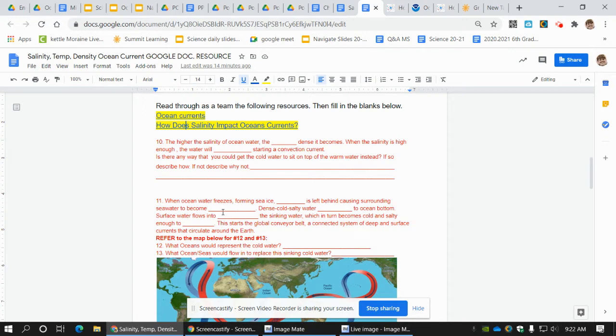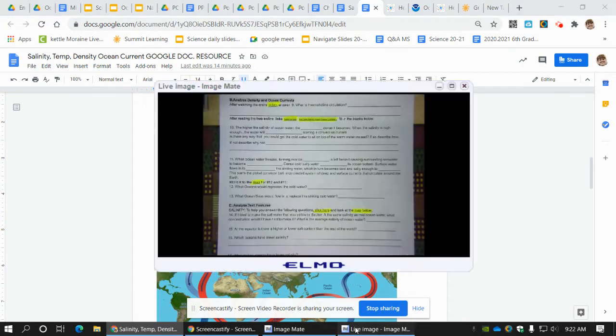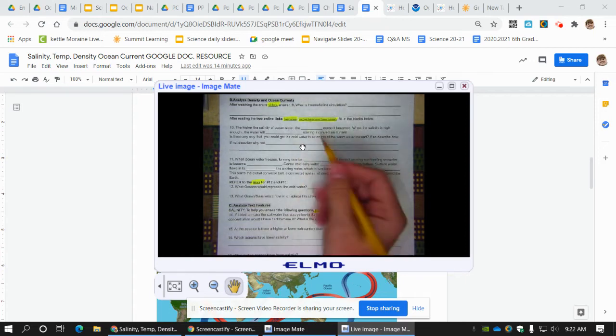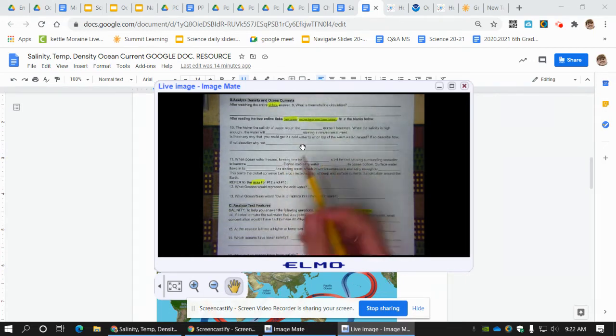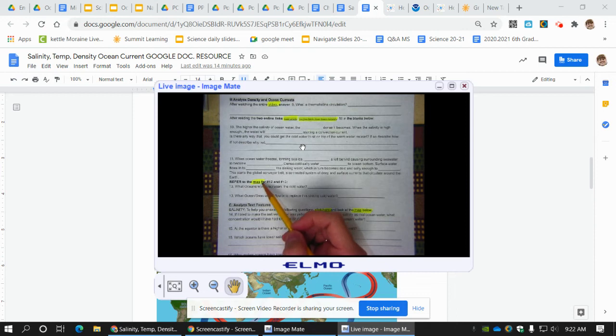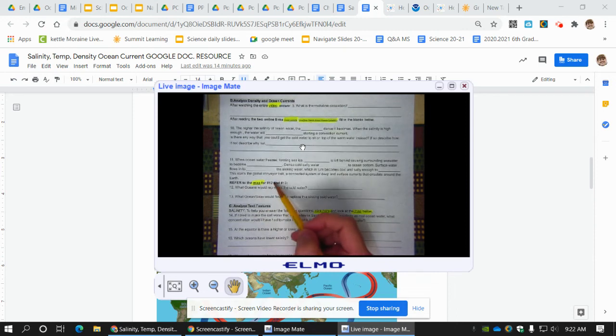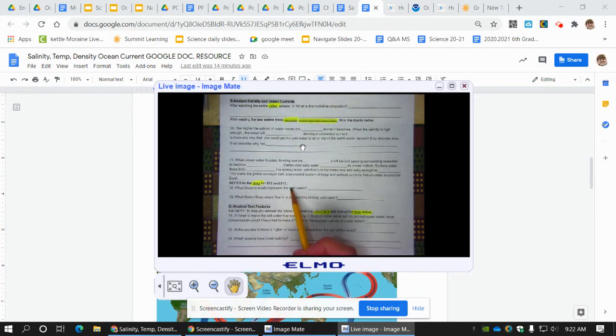So you're going to go through and fill in the blanks, and you're filling in the blanks on your actual sheet. So here I am, I'm filling in the blanks right here. And then I get to this point where it says refer to the map. And I don't see a map right here, so I need to look at what the questions are. It says what oceans would represent the cold water and which ones are going to flow in to replace the sinking cold water.